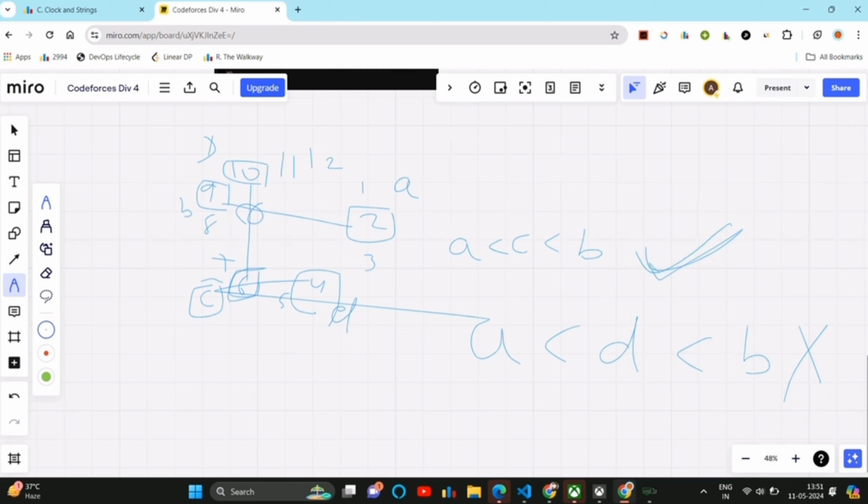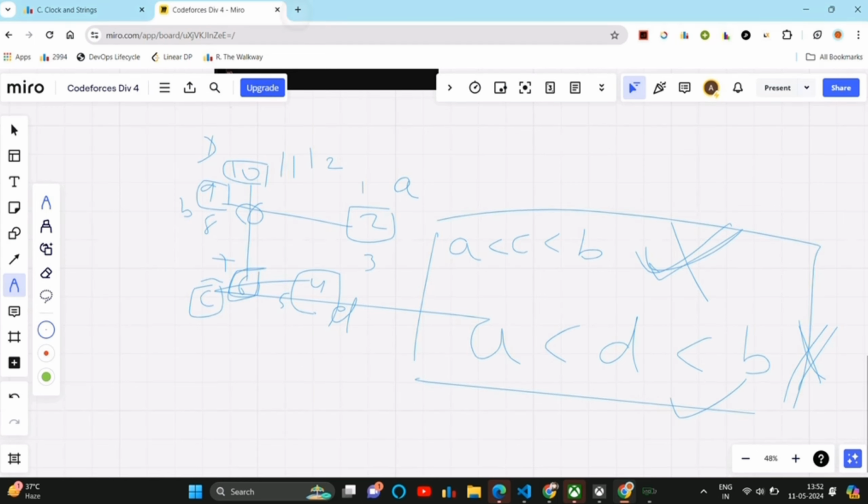If this is satisfied, then the other should not be satisfied. Basically, this is what I meant to say. At a time only one condition should be satisfied: either C should be less than B and greater than A, or D should be less than B and greater than A. If both of them are between A and B, then in the opposite case, it won't intersect. So this is the whole concept behind this problem.